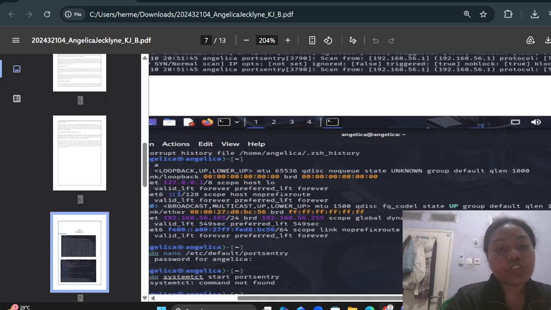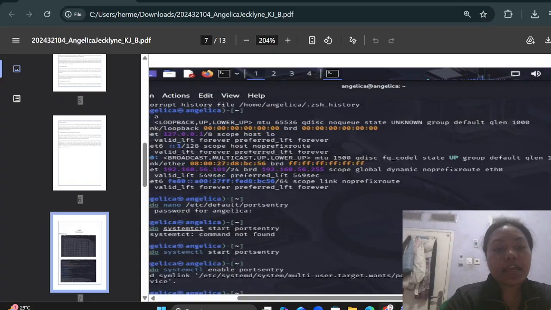These results show that Portsentry can detect unauthorized scanning attempts and help network administrators identify potential threats at an early stage.